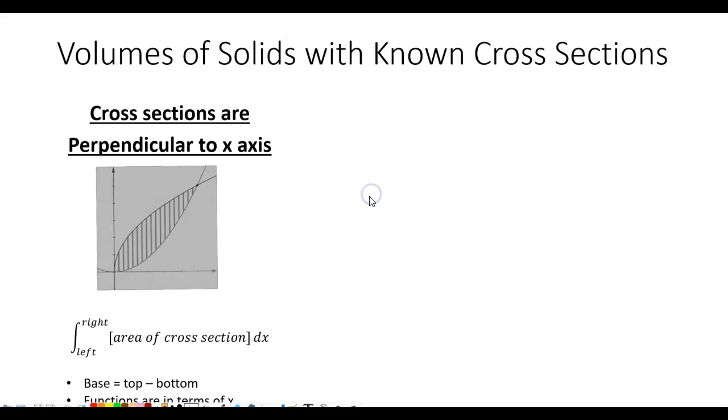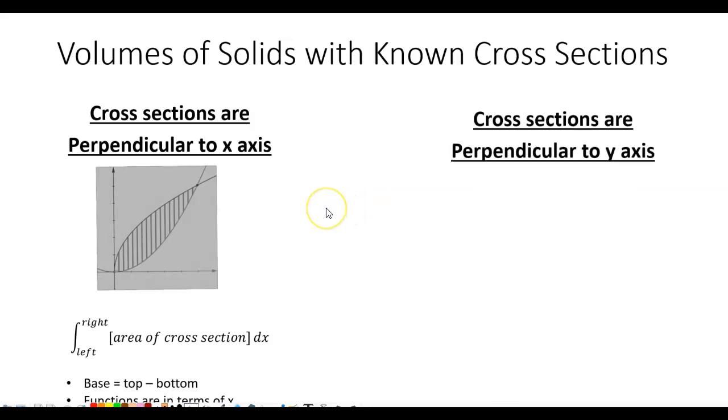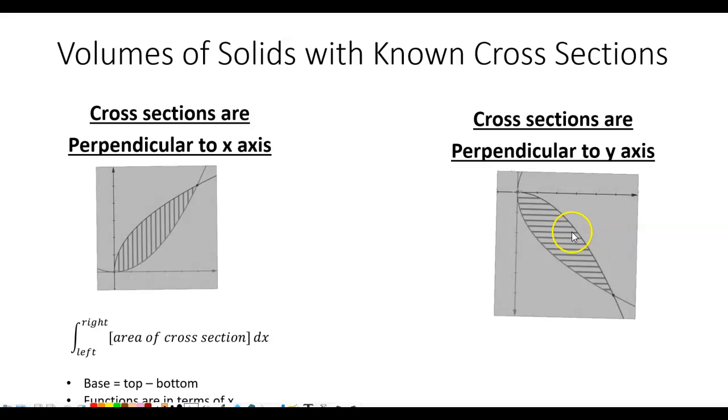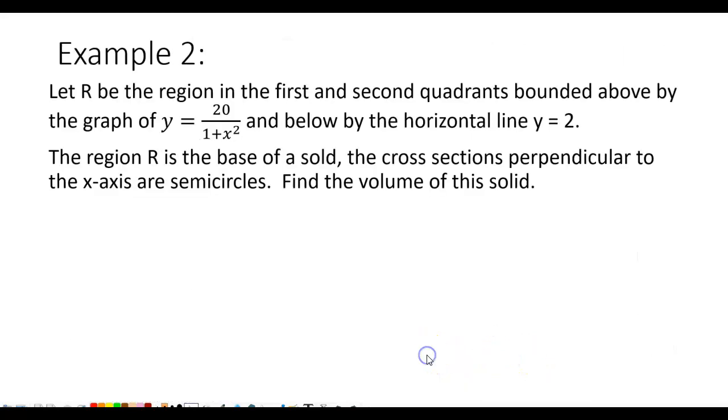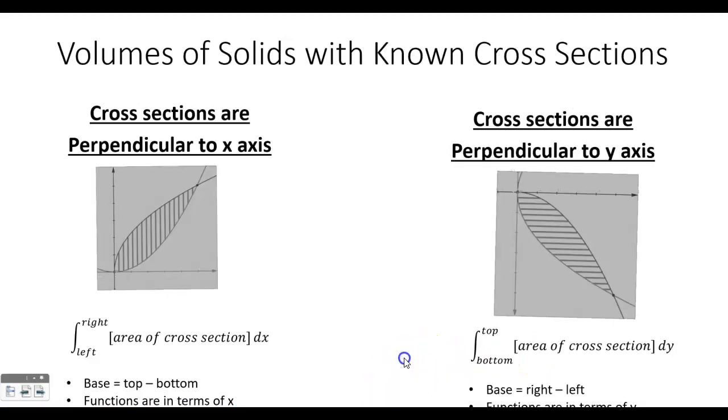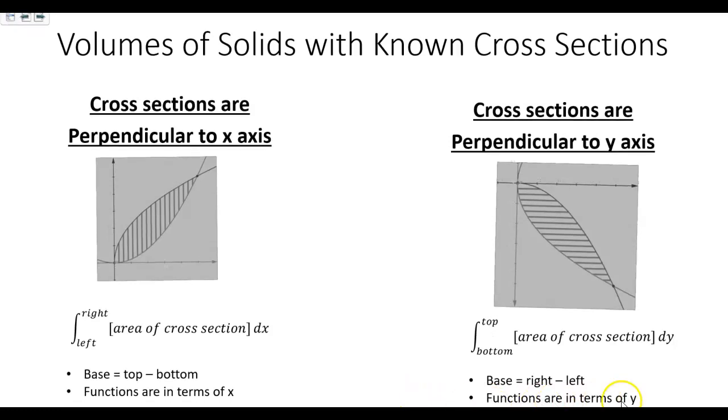Now, we could also do cross sections that are perpendicular to the y-axis, and in that case, your cross sections will look like this. They'll be horizontal lines because they're perpendicular to the y-axis, and when that happens, your integral is going to be with respect to y, and you're going to be integrating from the bottom point up to the top point. And in those cases, the base length will be the right function minus the left function instead of top minus bottom. Also, your functions are in terms of y instead of terms of x.